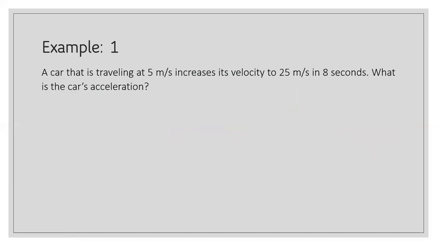All right, just a couple of example calculation questions. Should be pretty straightforward for us. A car that is traveling 5 meters per second increases its velocity to 25 meters per second in 8 seconds. What's the acceleration? So we have an initial velocity, so v at time 0 is 5 meters per second. Final velocity is 25 meters per second and a time of 8 seconds. So acceleration is going to be the change in velocity divided by time, which is equal to final minus initial. So 25 minus 5 divided by 8.